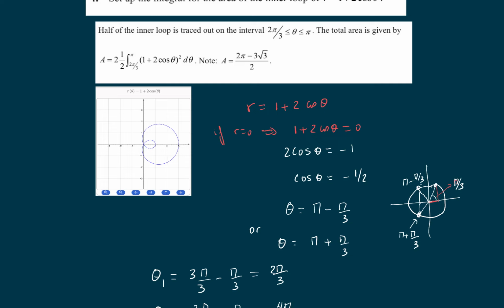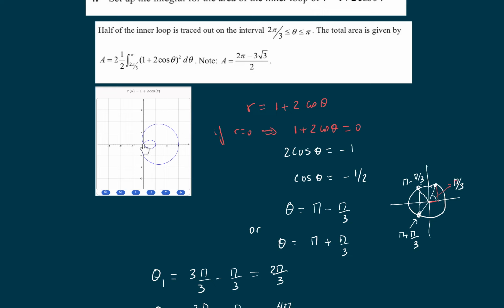Problem 4 says they give you the polar equation r of theta equals 1 plus 2 times cosine of theta. And they ask you to find the area of the inner loop. If you represent this function, it will be, this is not the cycloid, this is the limaçon. It has a name, I'm sorry that I don't remember the name. This is the representation that if you go to the web page that I give you, you will find.